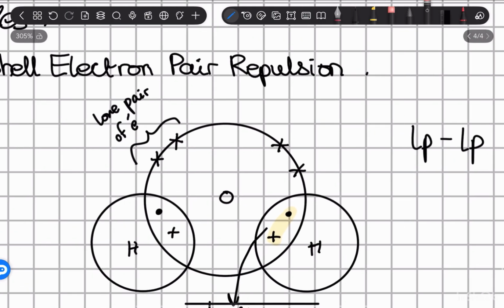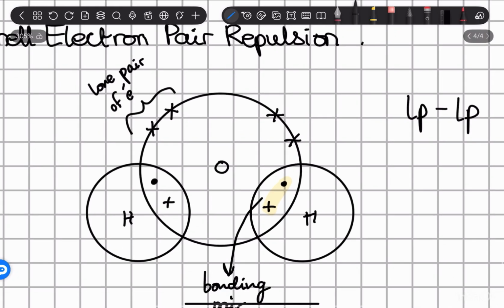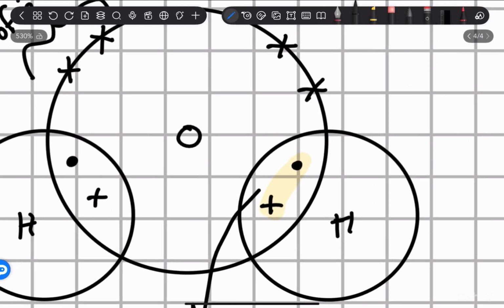So these two lone pairs over here, they don't like being close to each other at all. They also don't like being close with the bonding pair, but they prefer that over being close with each other. I'm gonna explain it like this.